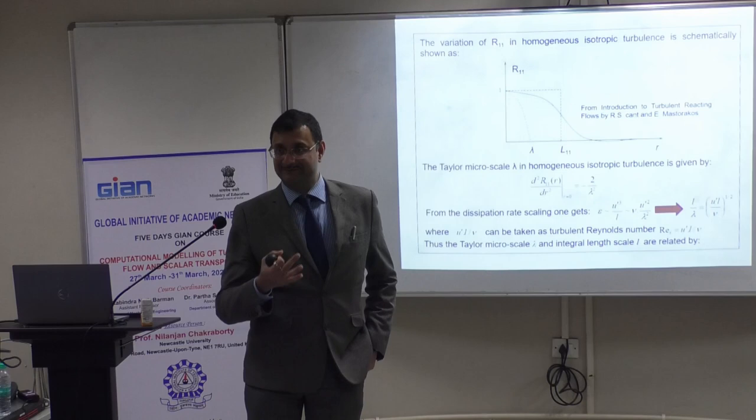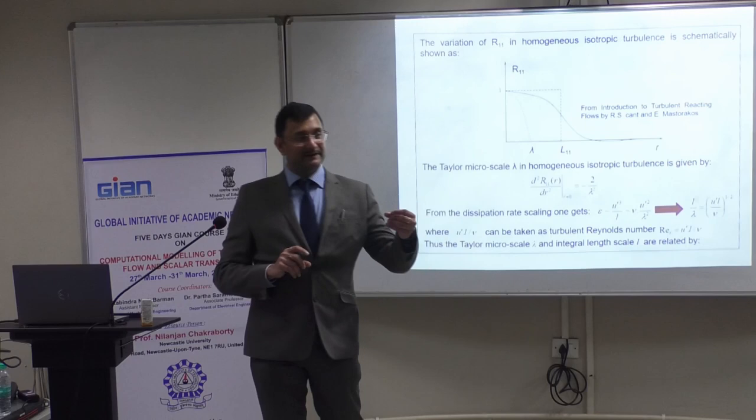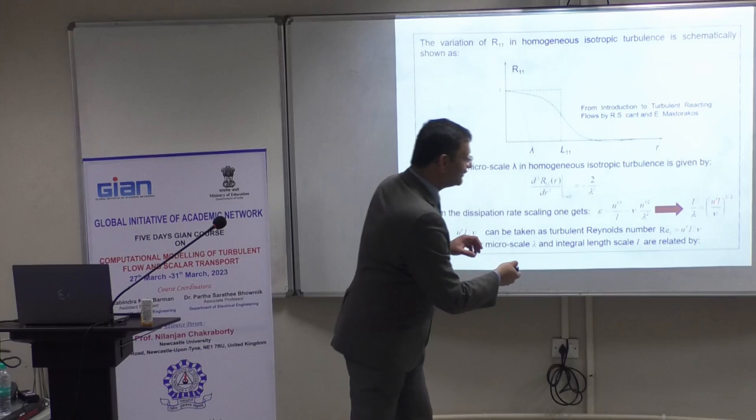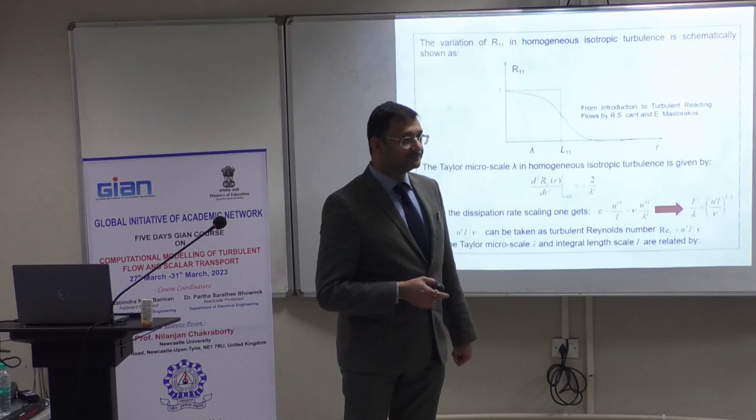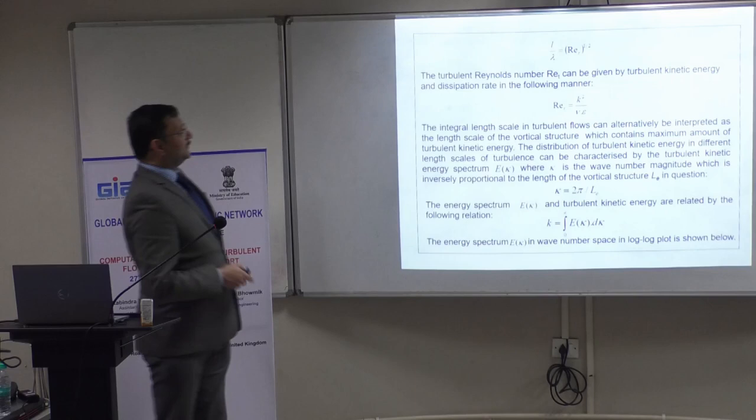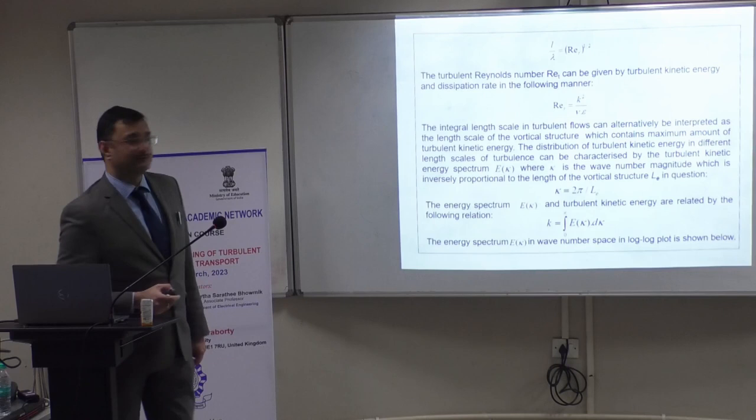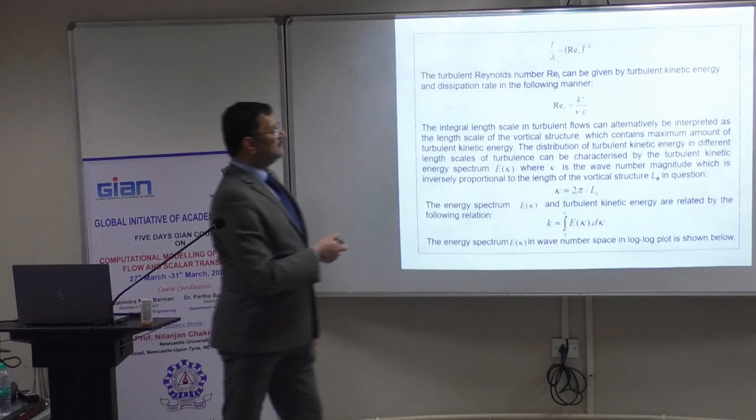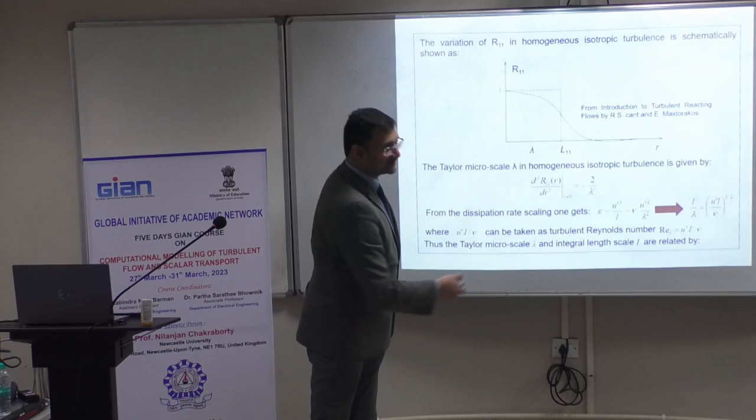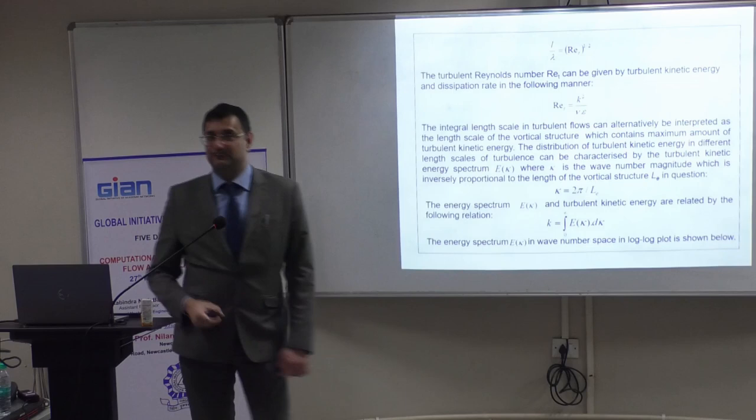Please make sure you understand that this Reynolds number is not the same Reynolds number which people generally refer to for a flow. It is dependent on the fluctuation and the integral length scale. And obviously, that makes sense. So L over lambda goes as the turbulent Reynolds number to the power half. If I put u prime as k to the power half and L as k to the power 3/2 over epsilon, effectively it is the turbulent Reynolds number times k squared over epsilon over that.